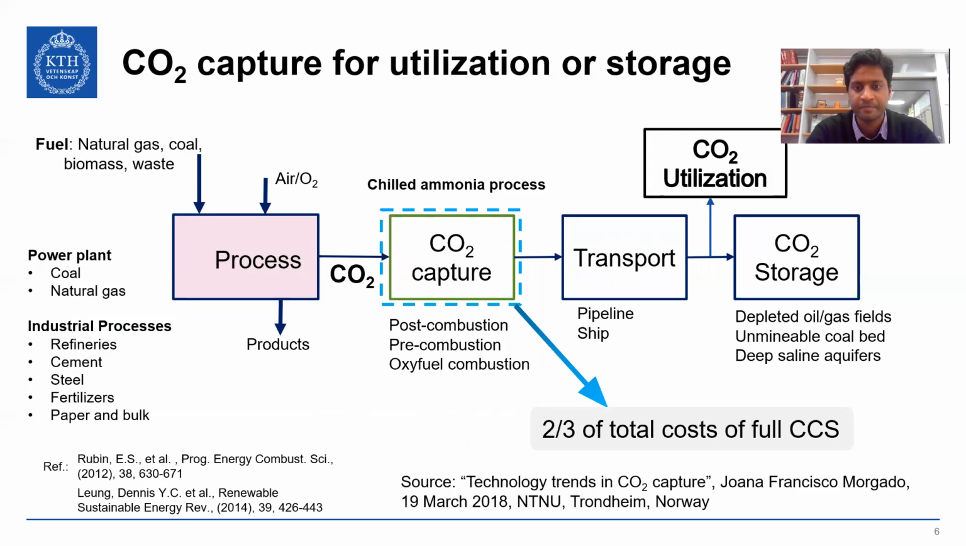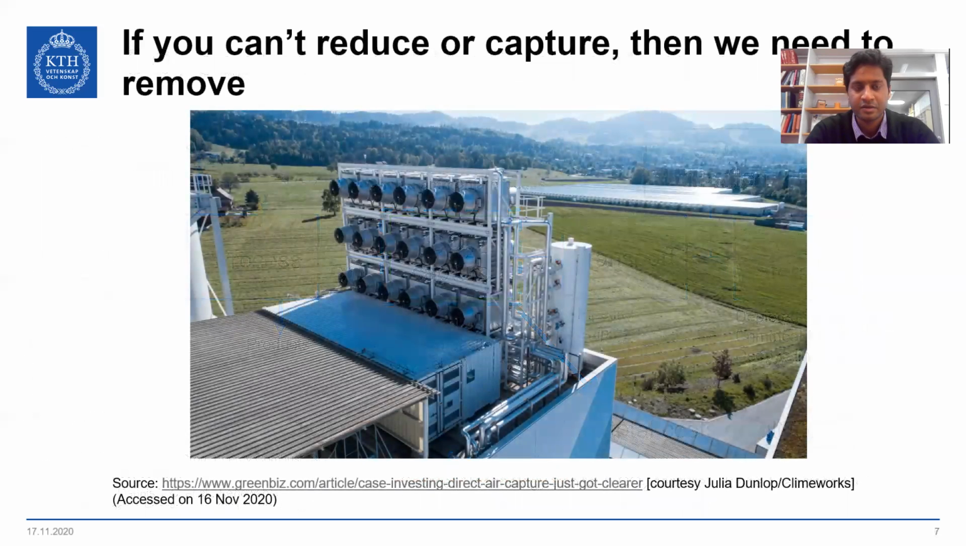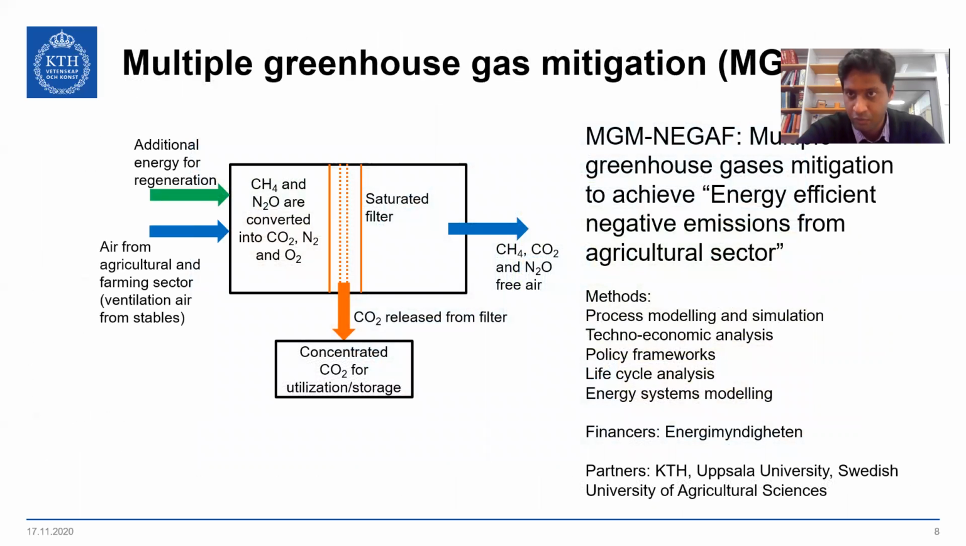paper and pulp. The last part that I want to discuss is that if you're not able to capture or reduce the emissions, then I think we'll have to end up removing the greenhouse gases from air. And so to be prepared for it, we have one more project that was funded by the Swedish Energy Agency, which deals with removing multiple greenhouse gases from air close to agriculture and farming fields. When you speak of multiple greenhouse gases, we are speaking about CO2, CH4, and nitrous oxide. And we are speaking about the agriculture and farming sector because it accounts for the majority of methane and nitrous oxide emissions.